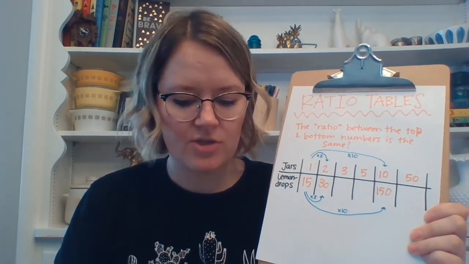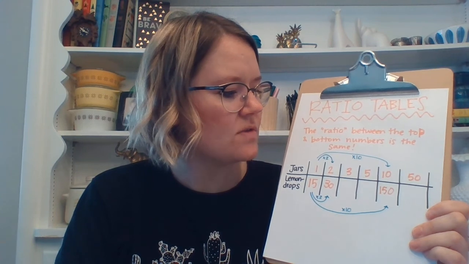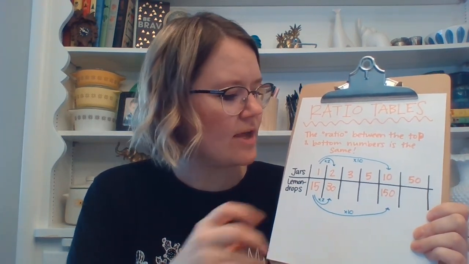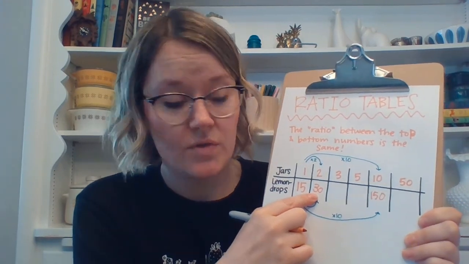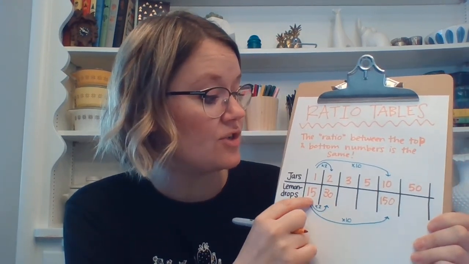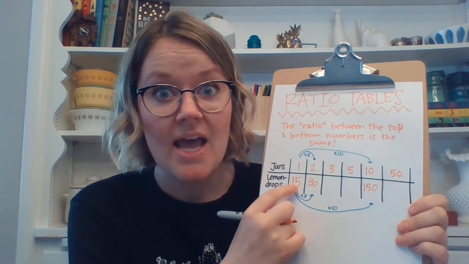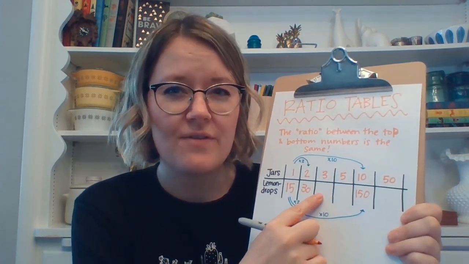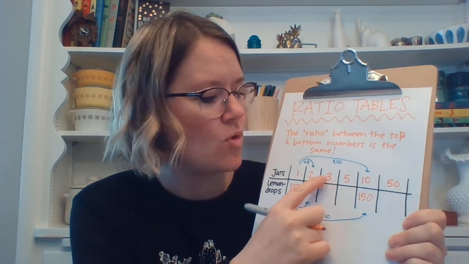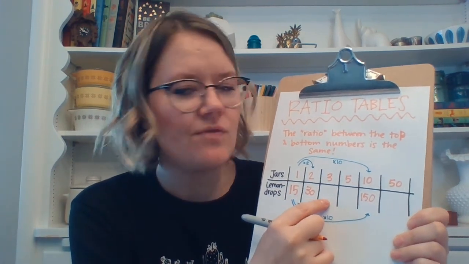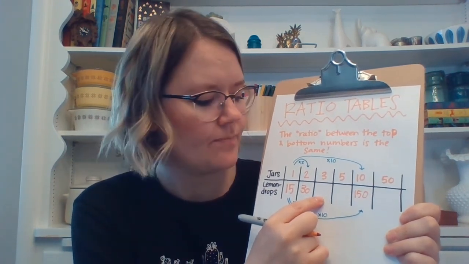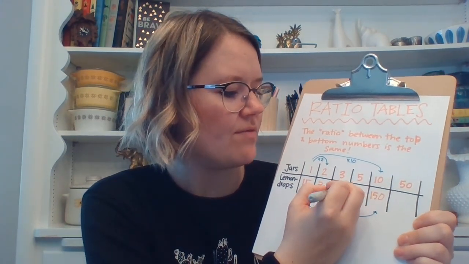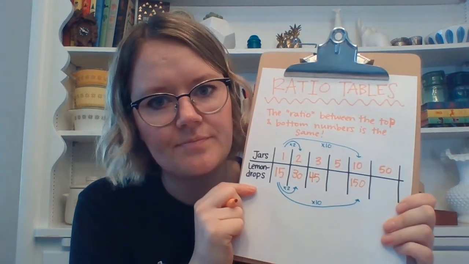So now I'm going to go back to the 3 jars of lemon drops. I already know that 2 jars holds 30 and 1 jar holds 15. So I could even just continue that skip count pattern and do 15, 30, and then the next one would be 15 more because there's 1 more jar up here. So I need 15 more lemon drops. 30 and 15 make 45.